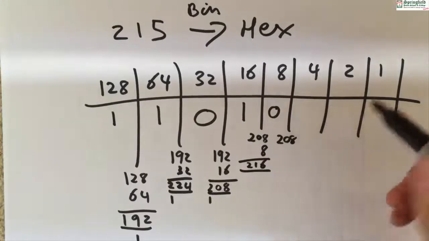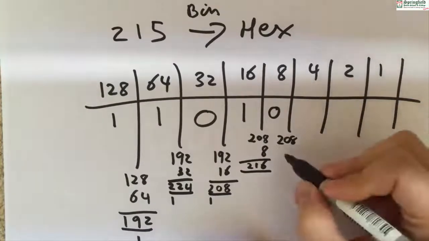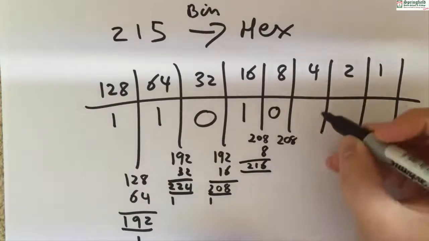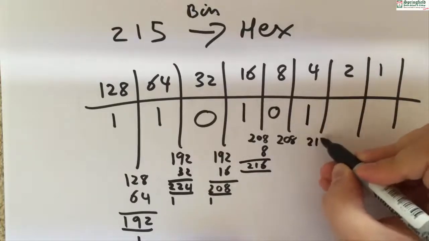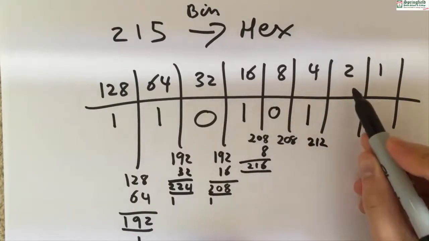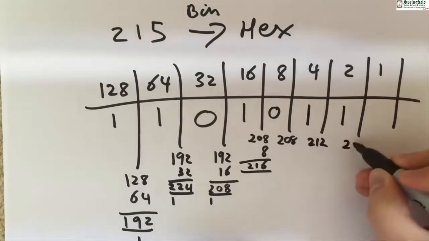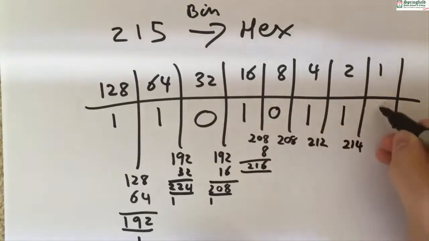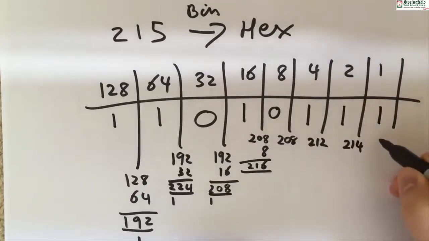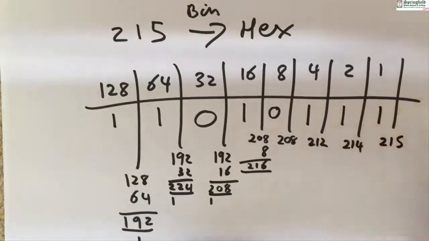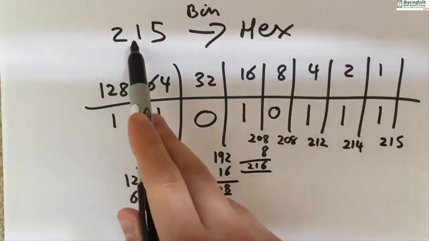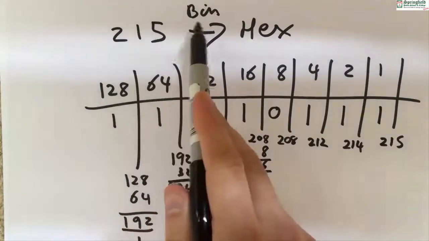Can I add the 4 onto 208? Yeah, that's going to get me up to 212. So I'm going to do that mentally here. 2, 1, 2. Can I add on 2 to that? Yes, I can. So that gets me up to 214. Can I add the 1 onto that? Yes, I can, which gets me up to my 215, my end number. So in here, all we've done is we've converted 215 from the denary number to the binary number.